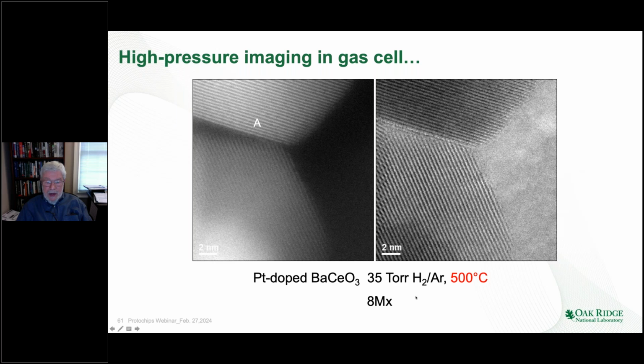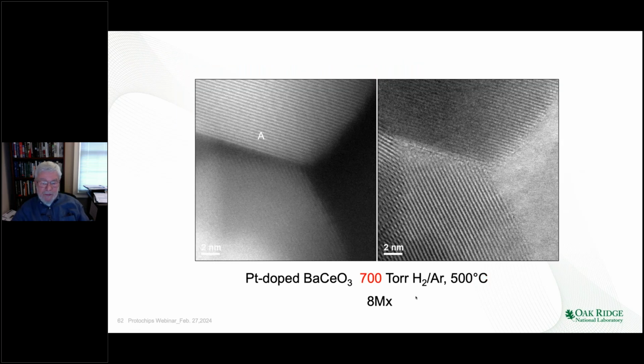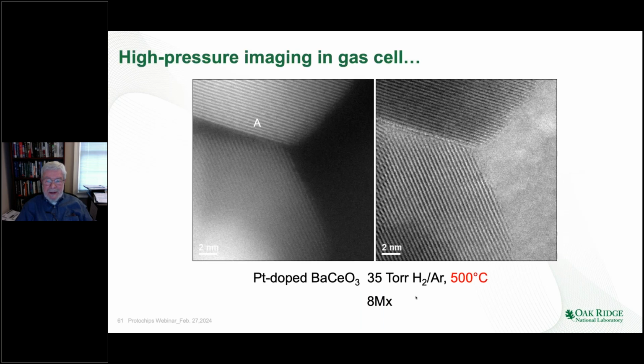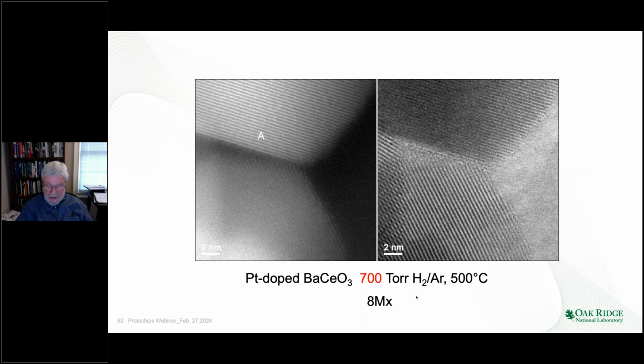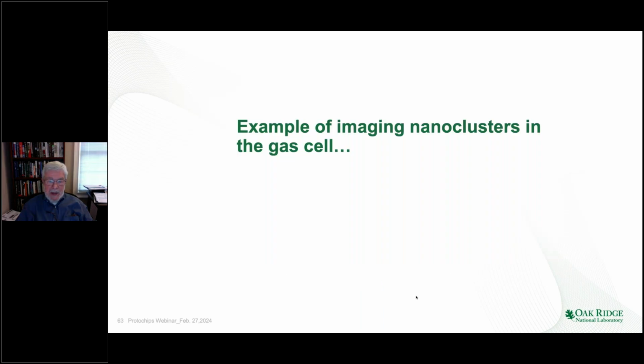And then we took it up to 700 torr, almost a full atmosphere, same temperature. And you can see the lattice is barely degraded. Maybe a little tilt happened during that excursion in temperature, but I think it's a remarkable result. You can do high resolution imaging at basically a full atmosphere.